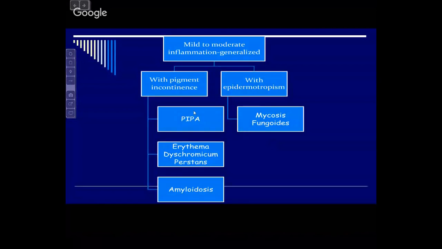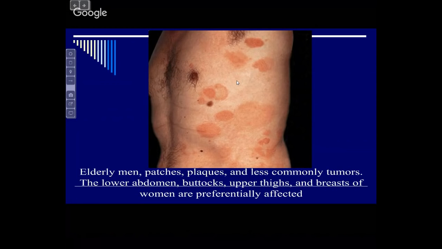So now that was with pigment incontinence. Now if you see a mild to moderate inflammation with epidermotropism, which is when lymphocytes are going into the epidermis, you think of mycosis fungoides. Mycosis fungoides tends to present in elderly men with patches and plaques and less commonly tumors, and they are more commonly on the non-sun exposed areas.